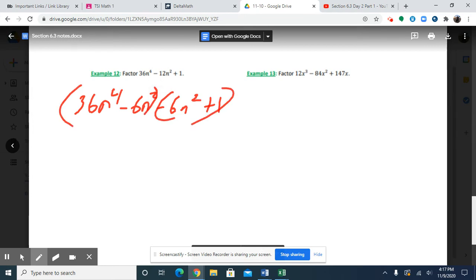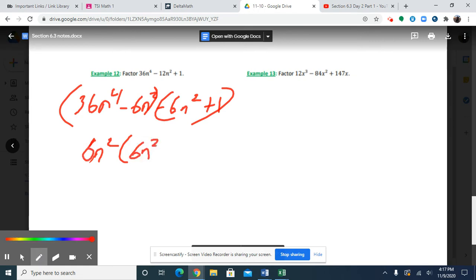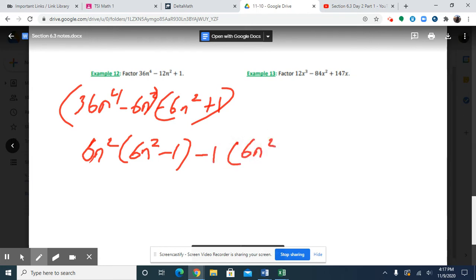Okay, so what we're going to do here is factor out negative 6n squared. Actually, we're not going to factor out that negative, we're just going to factor out 6n squared. If we factor that out, we're left with 6n squared minus 1 on the inside. Now from the other part, we can factor out a negative 1, so we're left with 6n squared minus 1.